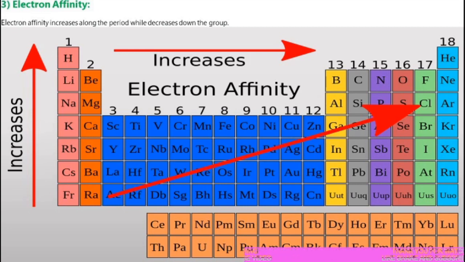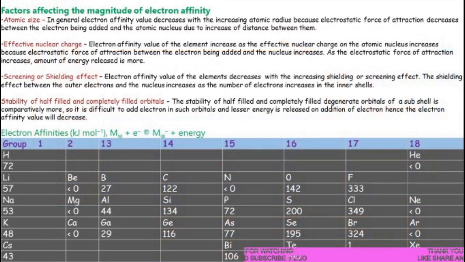Electron affinity is the amount of energy released when an electron is attached to a neutral atom or molecule in the gaseous state to form a negative ion. Any atom that is present in the gaseous state releases energy when it gains an electron. This is the electron affinity. Now we see the factors affecting the magnitude of electron affinity.